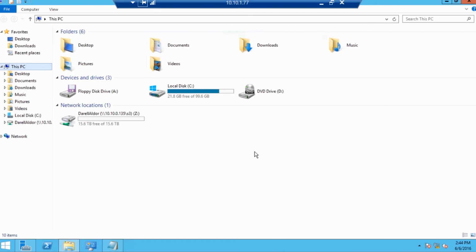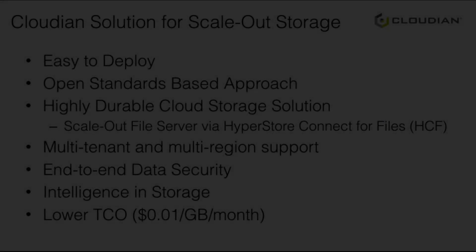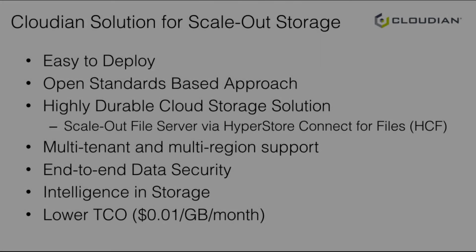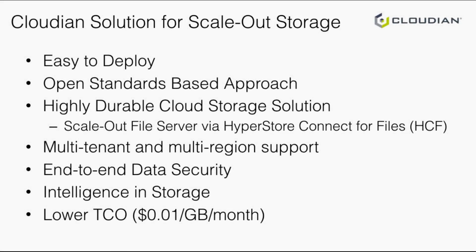Let's do a real quick recap of what we provide as a Cloudian solution. The Cloudian solution for scale storage is very easy to deploy. It's an open standards-based approach, meaning that we are S3 compatible, we are S3 native. We guarantee that anything you want to do on Amazon S3, you can also do on our storage. And not only that, we allow you to tier your own on-premise storage, if you need to, onto a cloud storage such as Amazon's own S3 solution or Amazon's Glacier solution. Highly durable cloud storage solution.